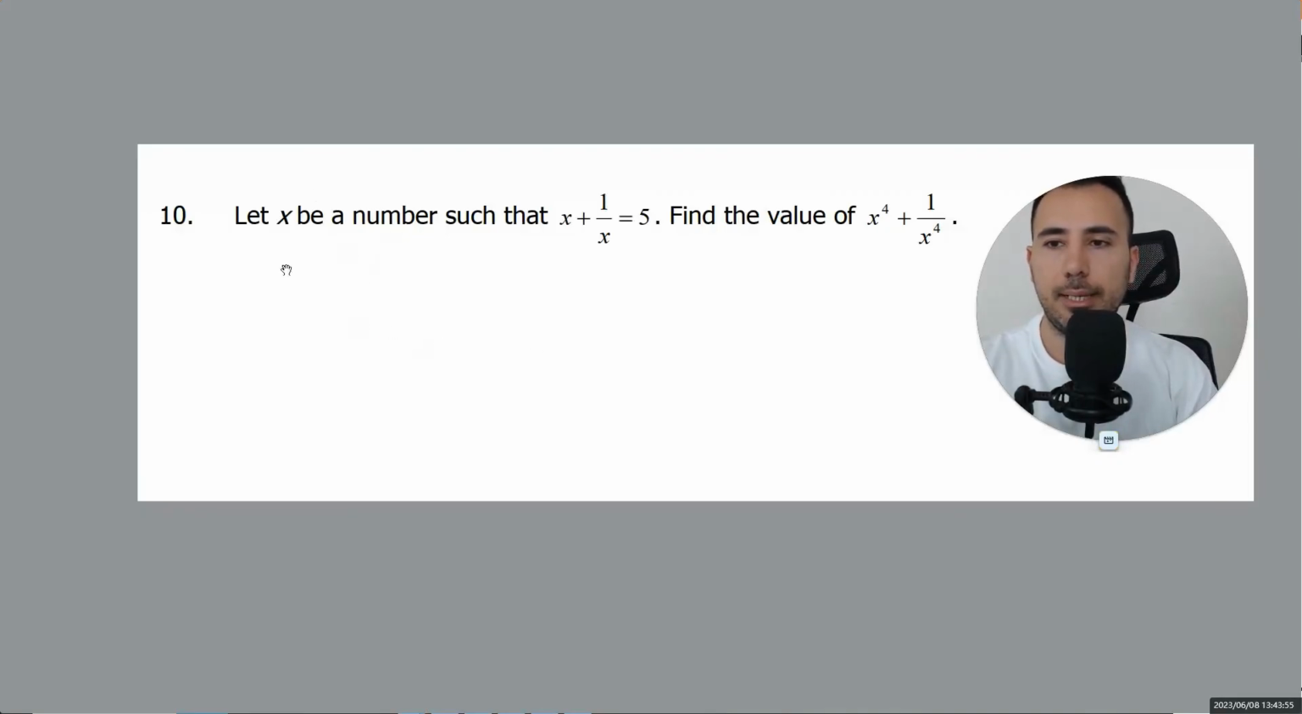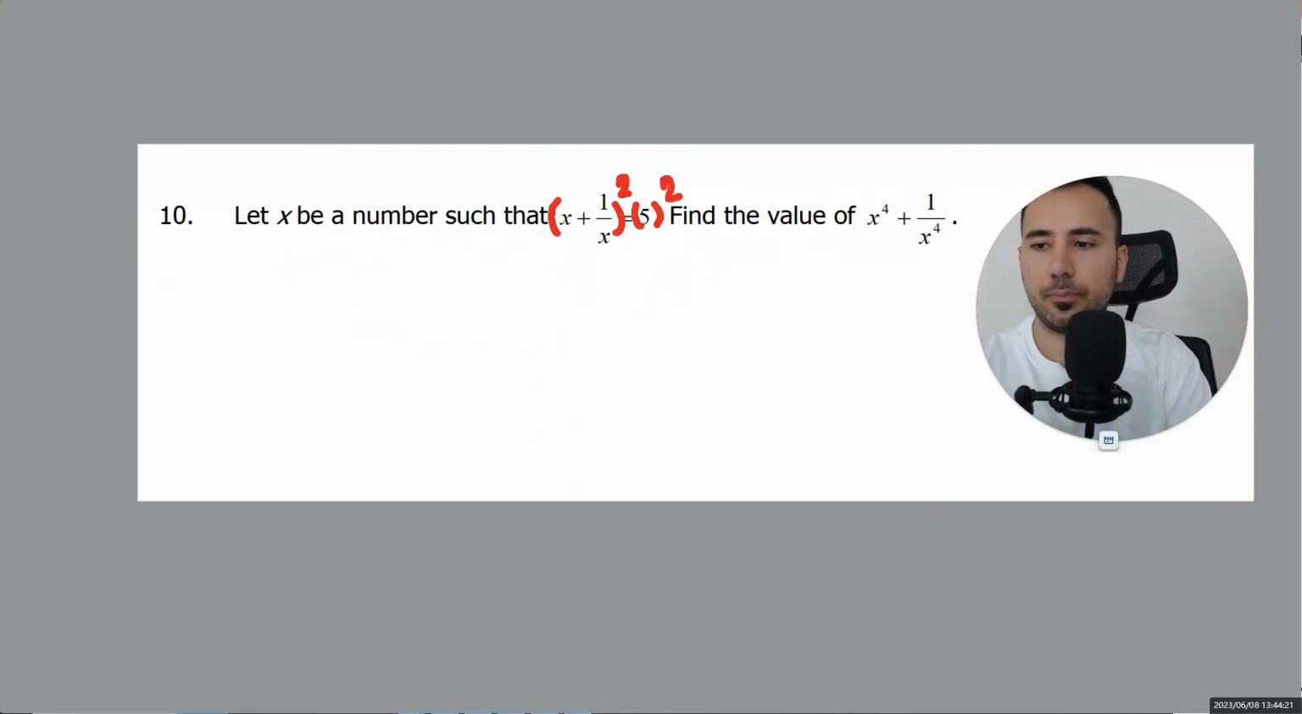Okay, the last question. Let x be a number such that x plus 1 over x equals 5. Find the value of x to the 4th plus 1 over x to the 4th. So if you want to solve for x and then plug it in here, that's a really bad idea. It will take forever. Instead, we just square both sides.